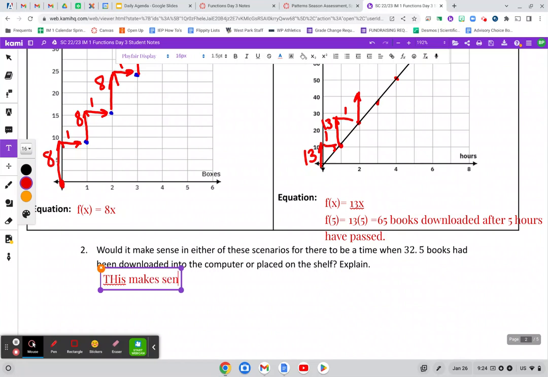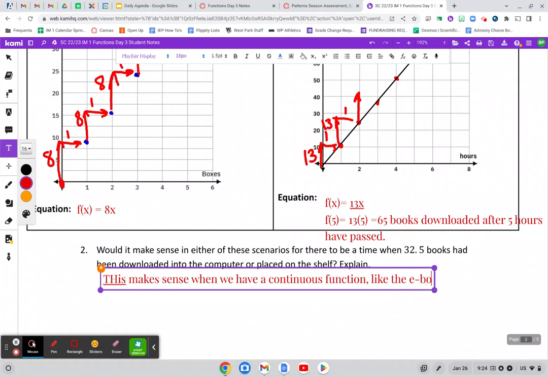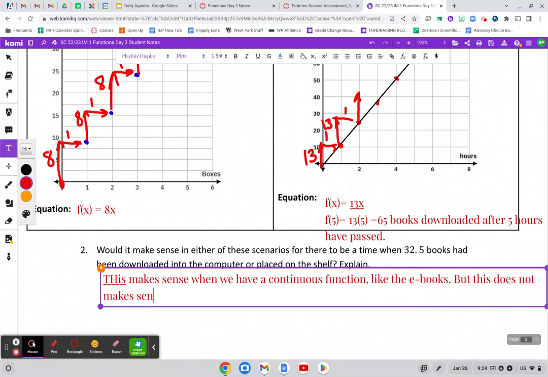This makes sense when we have a continuous function like the ebooks, but this does not make sense when we have a discrete function like boxes of books. All right. So make sure that makes sense to you.